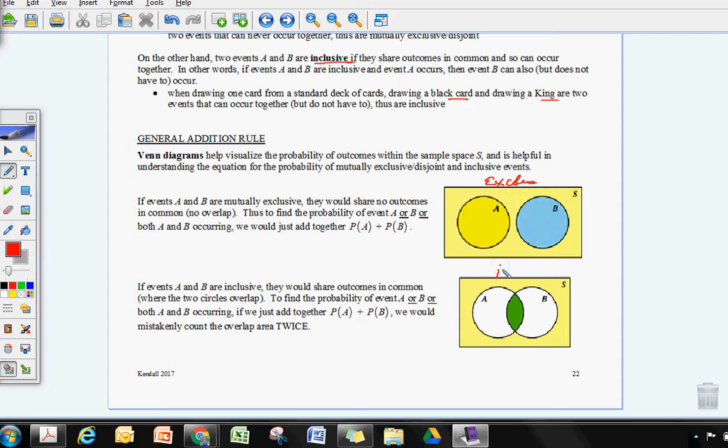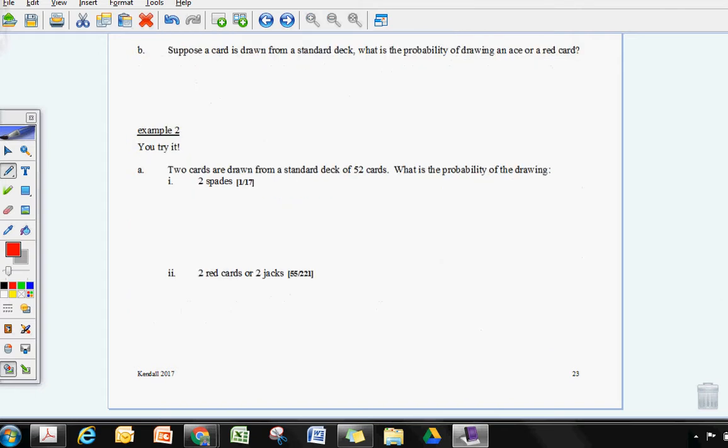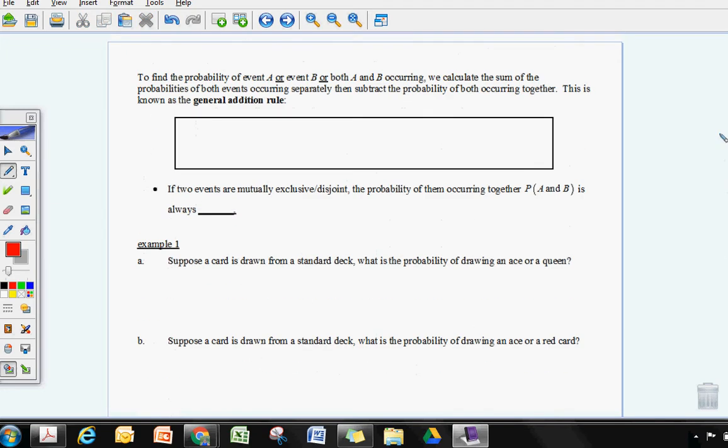These are inclusive, and technically they are two different formulas, but I'm going to give you the same formula for both of them combined because it just makes life easier if I only have to know one formula instead of two. Okay, so turn the page.